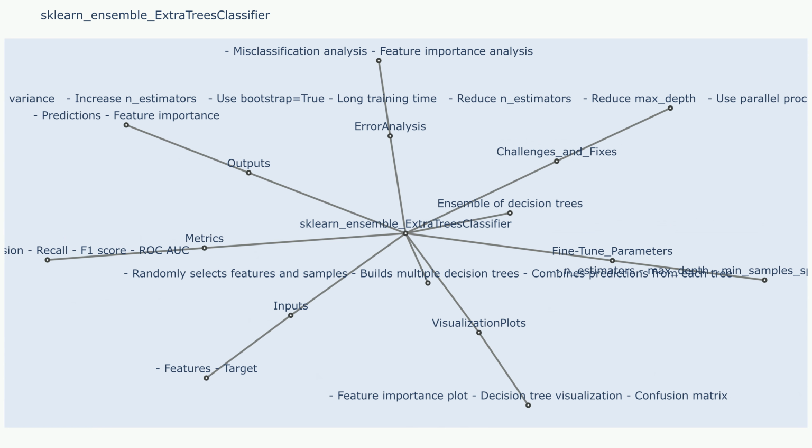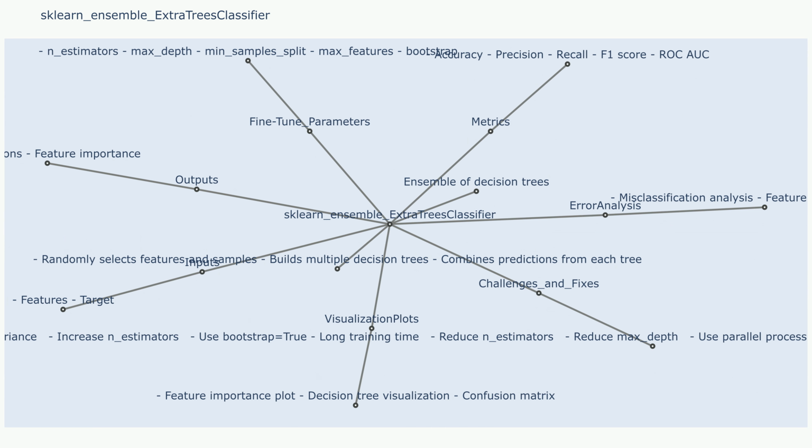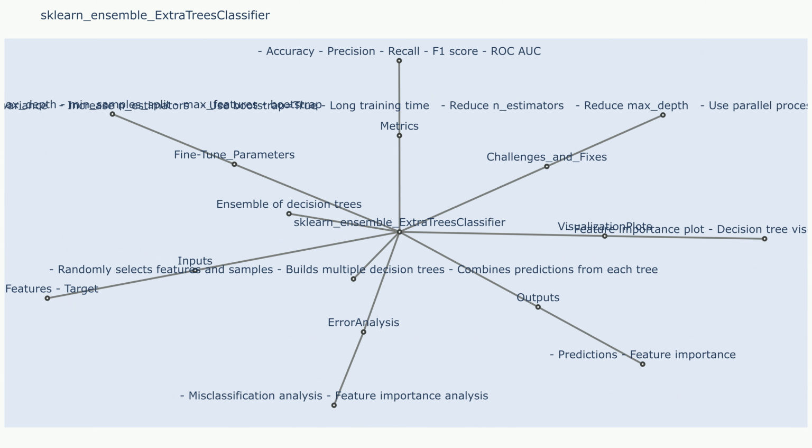Use regularization techniques like pruning or early stopping to prevent overfitting. Use cross-validation to evaluate the model's performance on unseen data and tune parameters accordingly. Challenge 2: high variance due to the random nature of feature selection. The predictions of individual trees can vary significantly, leading to high variance in the ensemble's predictions.